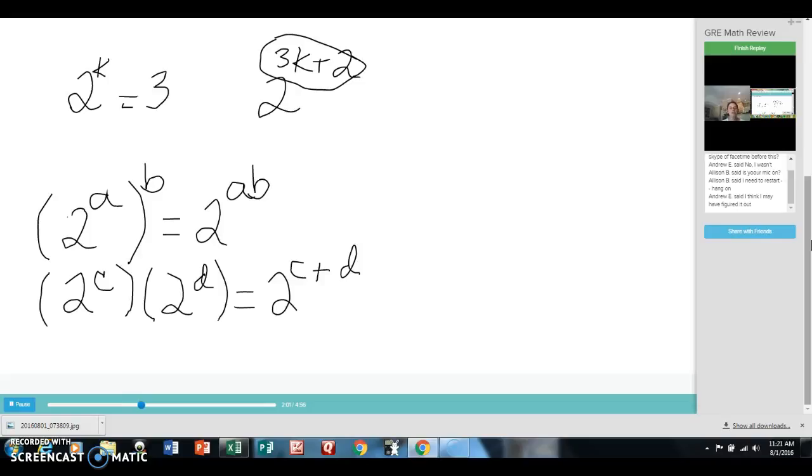Okay, so we do multiplying before we do adding. So first, let's figure out what's 2 to the 3k. Well, using this first rule down here, that means 2 to the k to the 3rd, right? Because we're multiplying the exponents. All right, well, 2 to the k is 3. So it's asking us what's 3 to the 3rd.